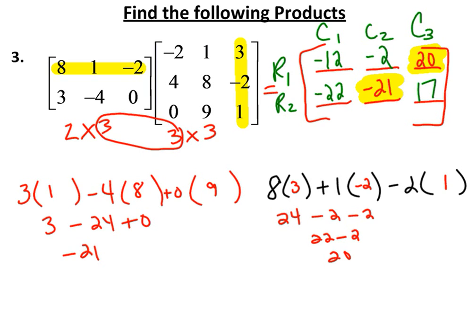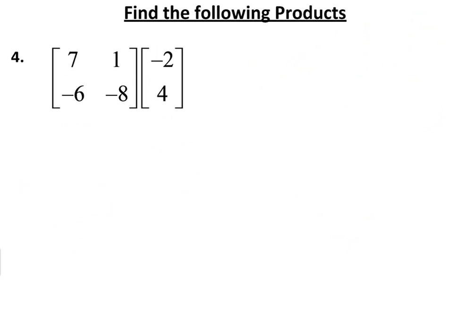As you can see, all the other entries have now been added in. You should get a negative 12 for row 1, column 1, negative 2 for row 1, column 2, a negative 22 for row 2, column 1, and a positive 17 for row 2, column 3. Okay. All right, so let's try one more.